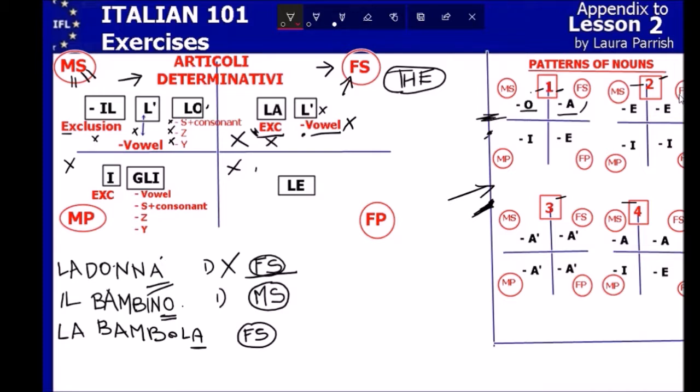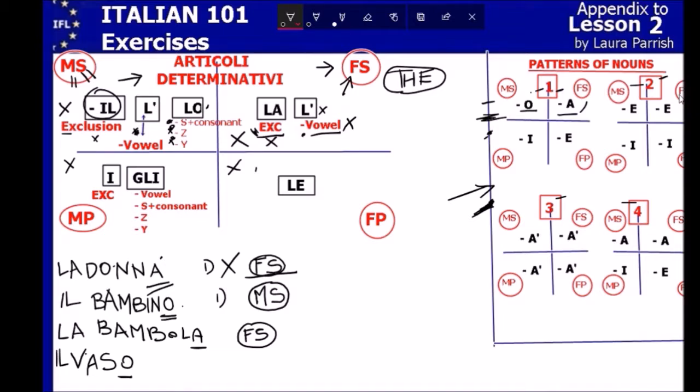Next word, let's see, okay, cane, let's do vaso. Vaso, that means jar, is a jar. Same stuff. First step, last letter is an O. So I know it is masculine singular. I go in the right corner, that is here, and I analyze: does this word start with S plus consonant, Z or Y? No. Does it start with a vowel? No. So the right one is this one, il vaso.